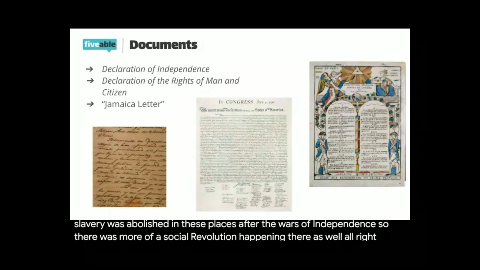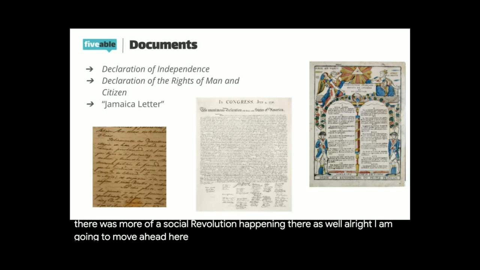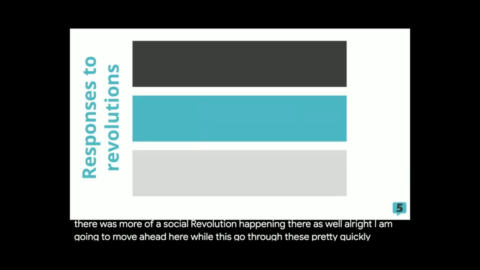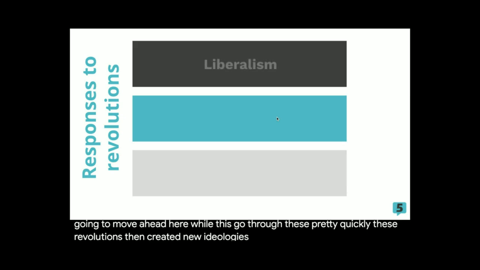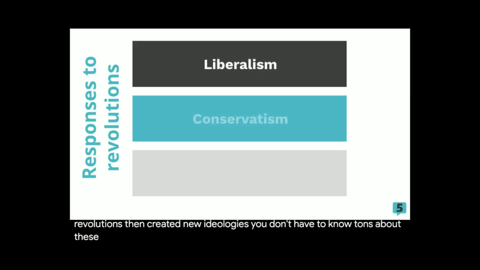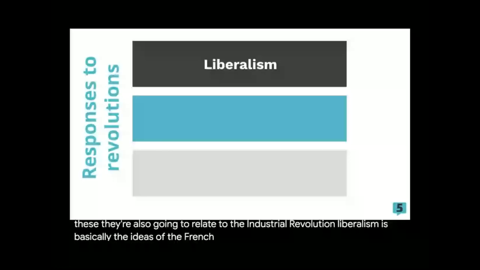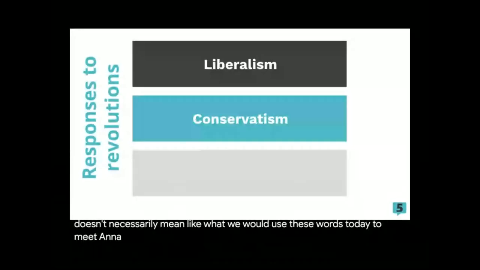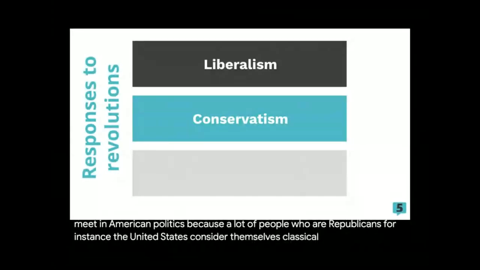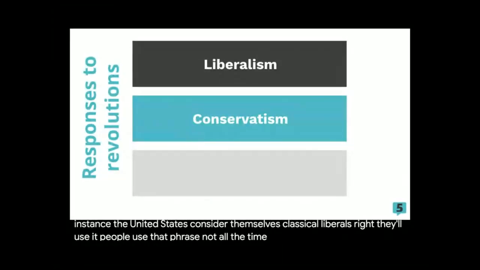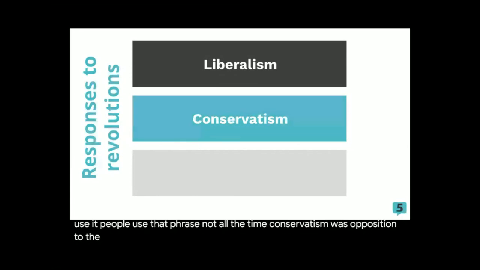All right. I am going to move ahead. Let's go through these pretty quickly. These revolutions created new ideologies. You don't have to know tons about these, and they're also going to relate to the Industrial Revolution. Liberalism is basically the ideas of the French Revolution, and conservatism was opposition to the French Revolution. So these words don't really mean what we use them to mean in American politics today, because a lot of Republicans, for instance, consider themselves classical liberals. People use that phrase, not all, but some.